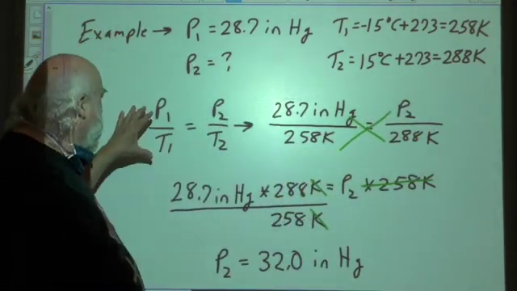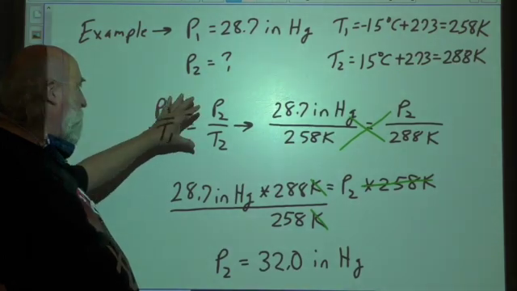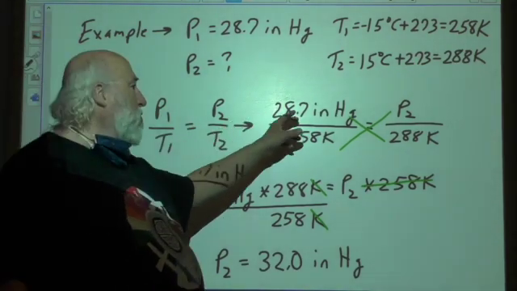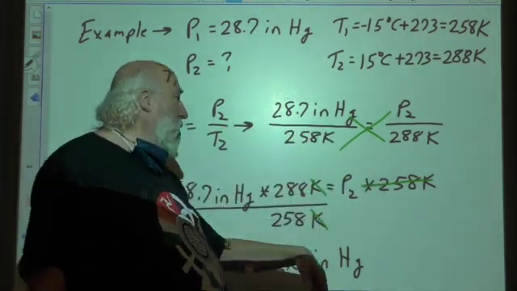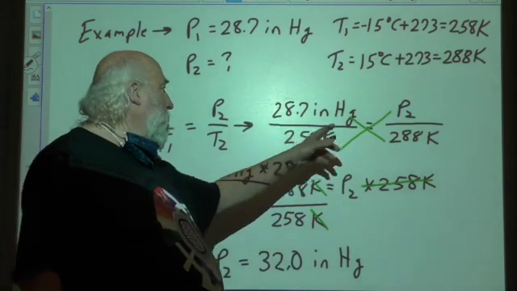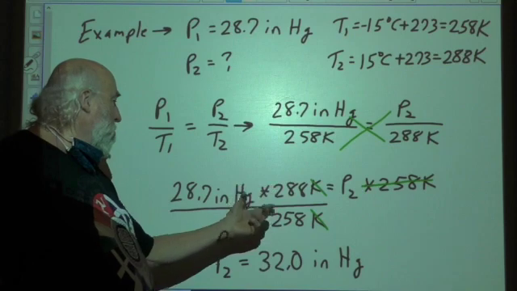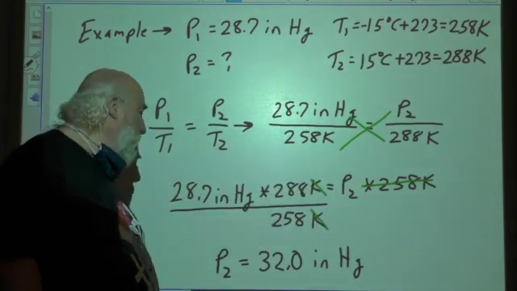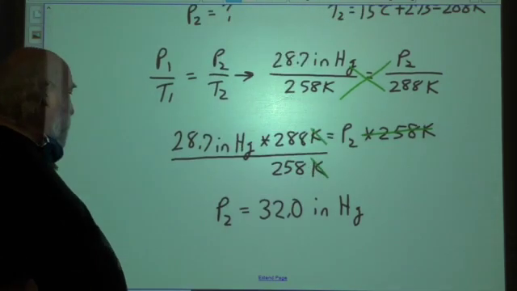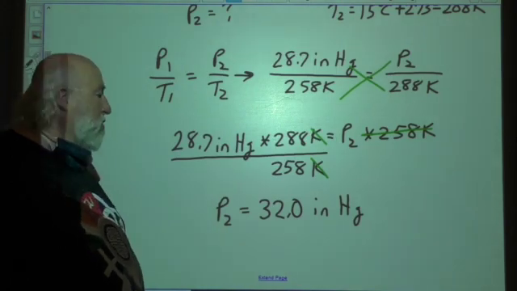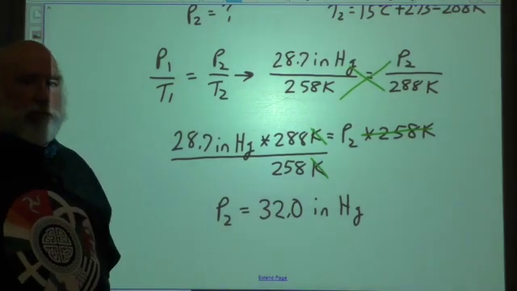Plug in for Gay-Lussac's law, P1 over T1 equals P2 over T2. 28.7 inches of mercury over 258 K equals P2 over 288 K. Cross multiplying, 28.7 inches of mercury times 288 K equals P2 times 258 K. Then we divide both sides by the 258 K to get P2 by itself, and we end up with 32.0 inches of mercury.